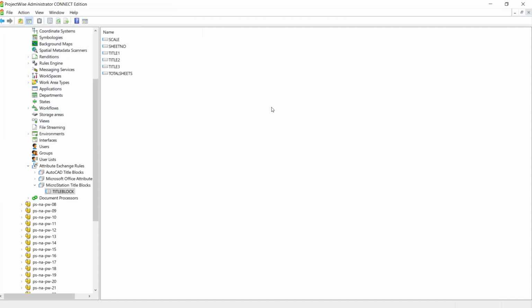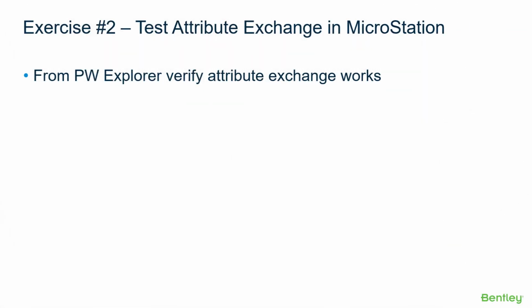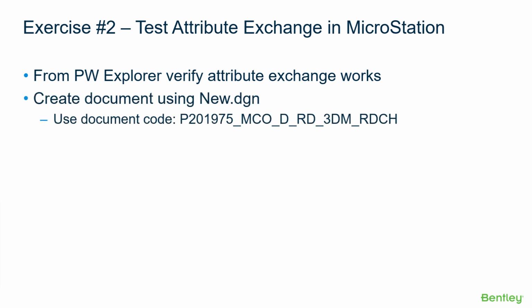Now we've successfully created the title block class and all the attributes associated. Let's verify our changes in ProjectWise Administrator were successful using ProjectWise Explorer and MicroStation. First, we'll create a new document using the new.dgn file provided. We'll drag and drop the DGN file into a folder with the My Company environment assigned.